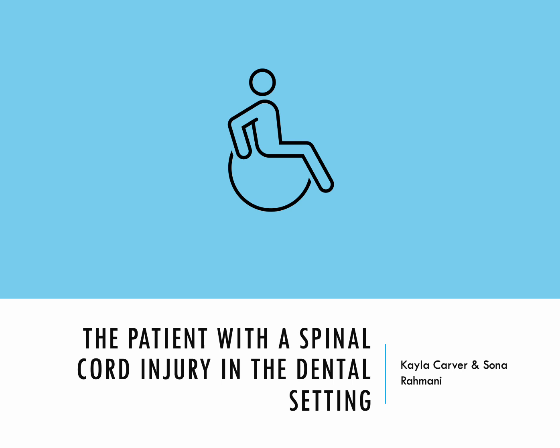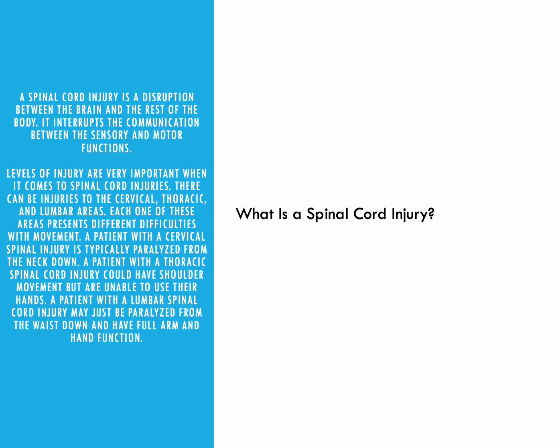This is a presentation about the patient with a spinal cord injury in the dental setting. What is a spinal injury? A spinal injury happens when there is damage to the spinal cord, which interrupts the communication between the brain and the rest of the body. Because of this, the brain cannot send or receive signals normally, so a person may lose movement, feeling, or both below the level of the injury.